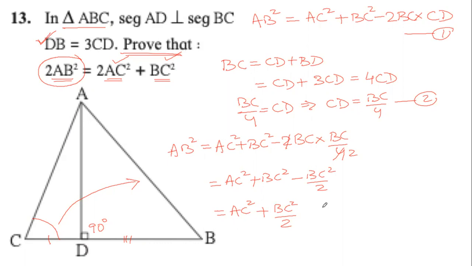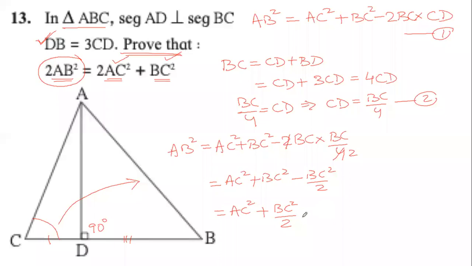Do we need more arithmetic for this? No, it's so easy. So 10 minus 10 by 2 is 10 by 2. 3 minus 3 by 2 is 3 by 2. 5 minus 5 by 2 is 5 by 2. You try, do your arithmetic, you will get the same answer. We are almost there.